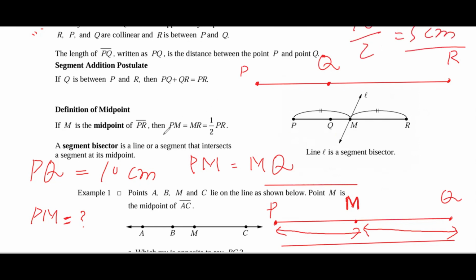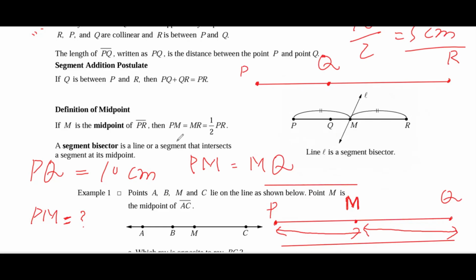We divide by 2 because there are two parts. Yes, because M is the midpoint, so we divide the total distance by 2. That converts the total distance into two equal parts. The 5 centimeters is the answer for PM, and for MQ it would remain the same, 5 centimeters.